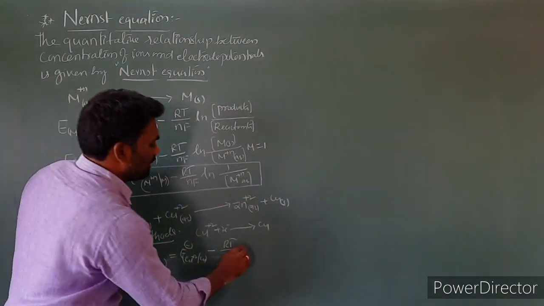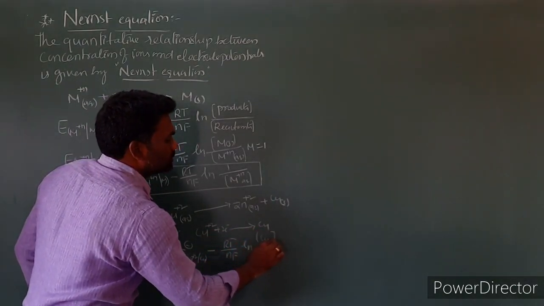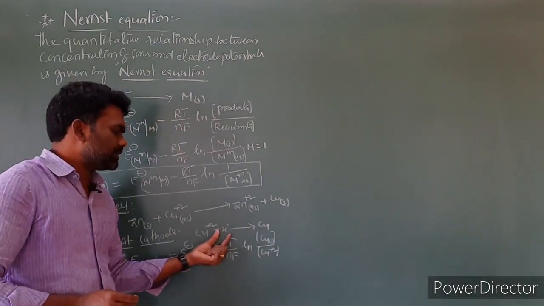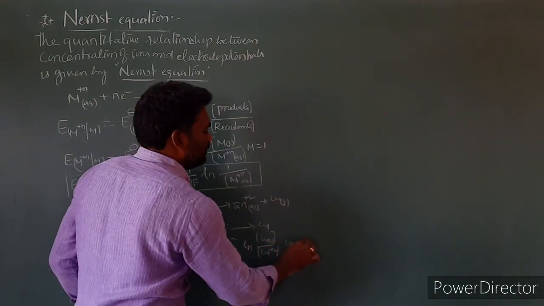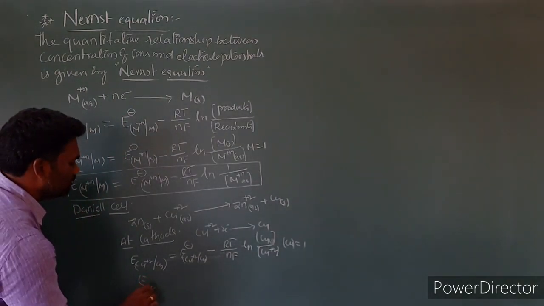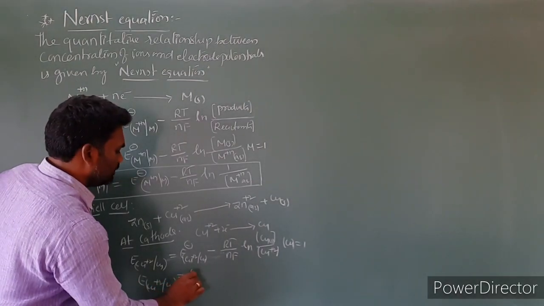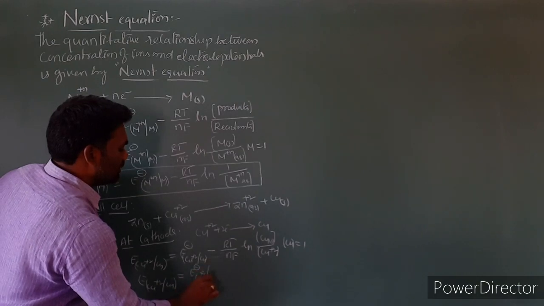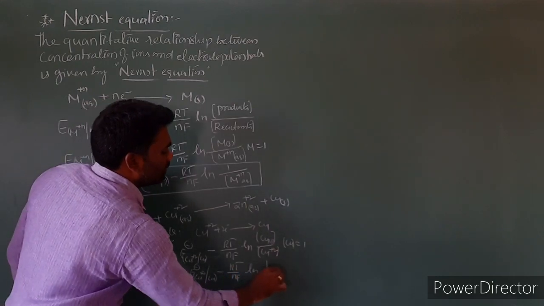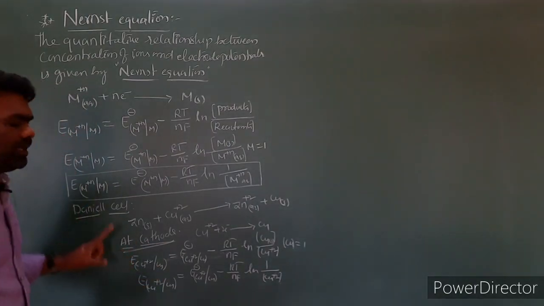Next, ln of the concentration of products by the concentration of reactant. Here we take the concentration of solid Cu as 1. If Cu is equal to 1, then the equation becomes E of Cu plus 2 by Cu is equal to E standard of Cu plus 2 by Cu minus RT by NF ln 1 by Cu plus 2. So I applied this equation to the cathode.